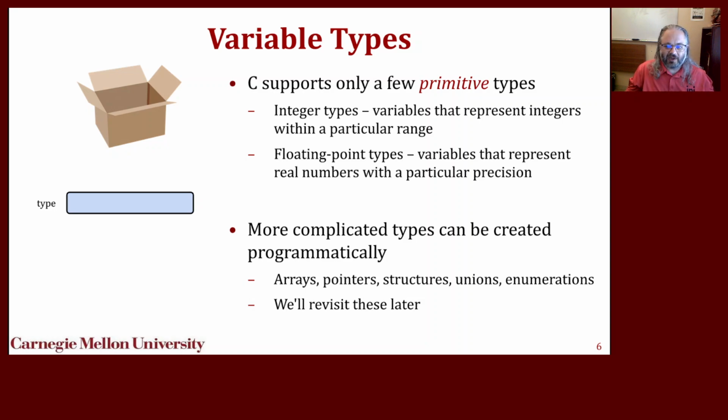Given these primitive types, we can construct more complicated types, and we will in fact do that in a bunch of different ways, and there are libraries that do this in a bunch of different ways. So yes, we're limited to this small number of primitive types, but there's essentially no limit to what we can do with them.